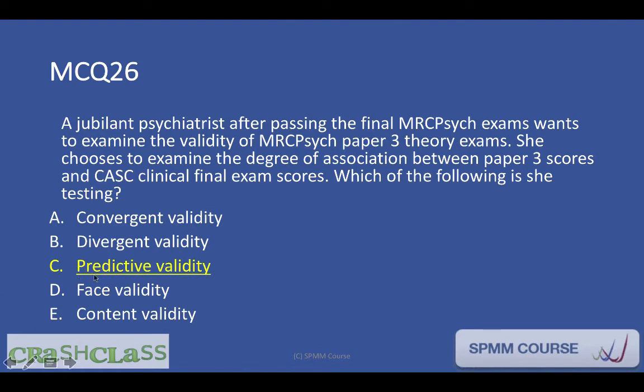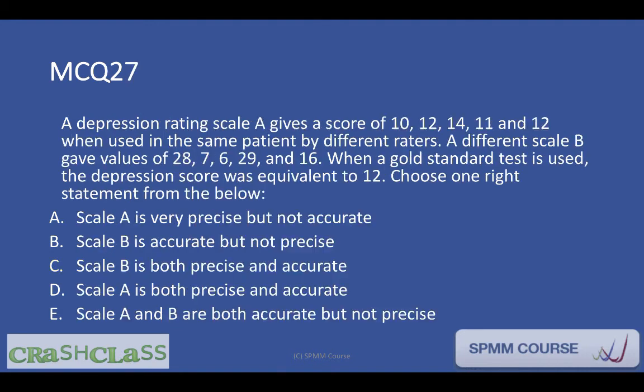The CASC is going to happen at a different point in the future. If your scores now predict your scores in CASC, then the MRC Psych paper B scores have high predictive validity. What do you guys think? Do you think there is predictive validity for paper B scores? Okay, let's go to the next question, MCQ 27.